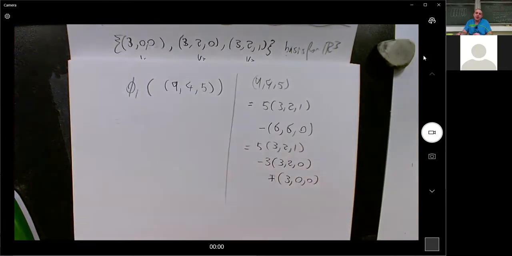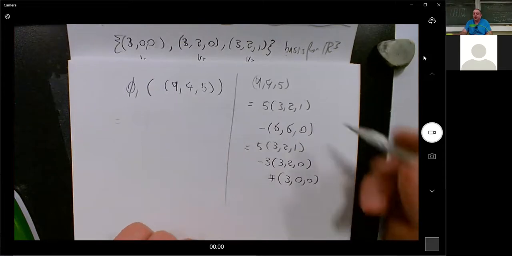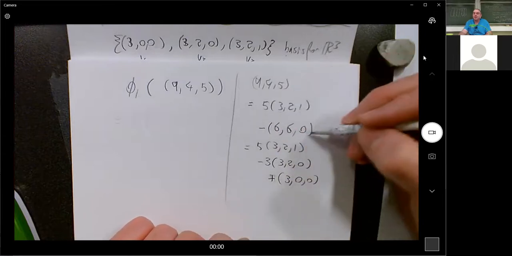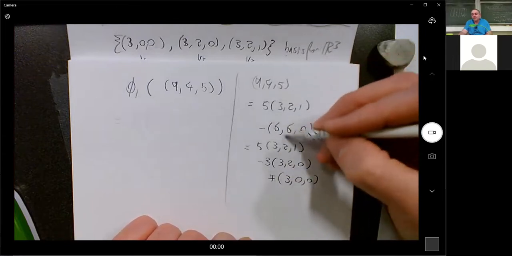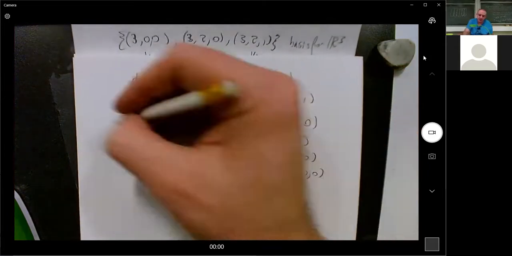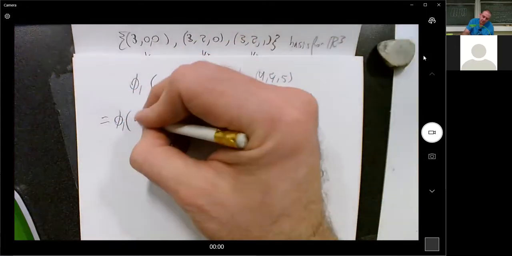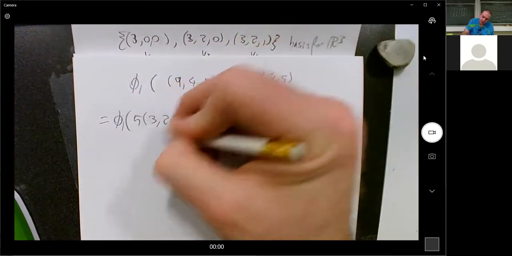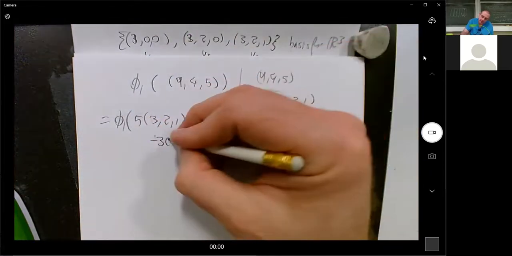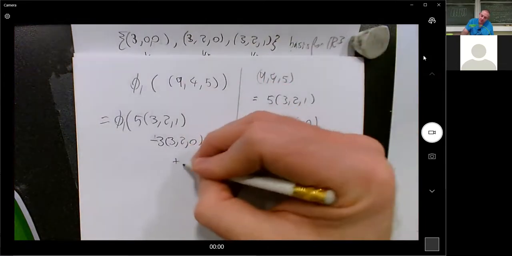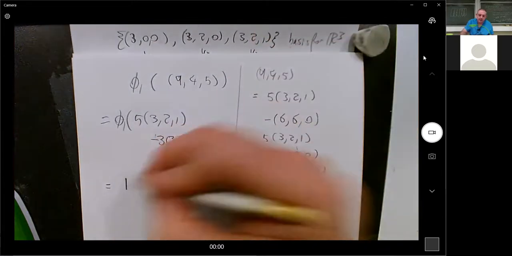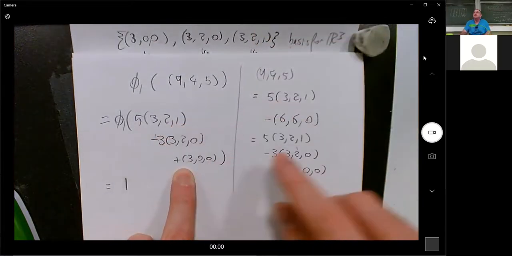This is not how you would normally write things as linear combinations of each other, but I was just going, well, the only way to make this 5 would be to come from the 3, 2, 1. And so I made 5 3, 2, 1s, and then I took off something to get the right answer. And the only way to make this 6 would be 3 lots of the 3, 2, 0. And so then I could do that. And so that means that this is the same as phi 1 of 5 lots of 3, 2, 1 minus 3 lots of 3, 2, 0 plus 3, 0, 0, which would be 1, because it's the coefficient of the first of V1.